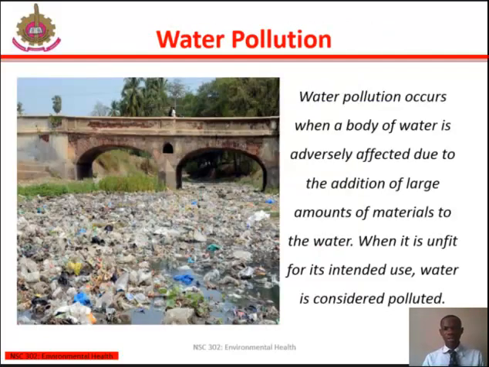Let's move on as we talk about water pollution. Water pollution occurs when a body of water is adversely affected due to the addition of large amounts of materials to the water. When it is unfit for its intended use, water is considered polluted. As you can see in the slide, in the presentation, the water is being polluted with all sorts of refuse and debris.